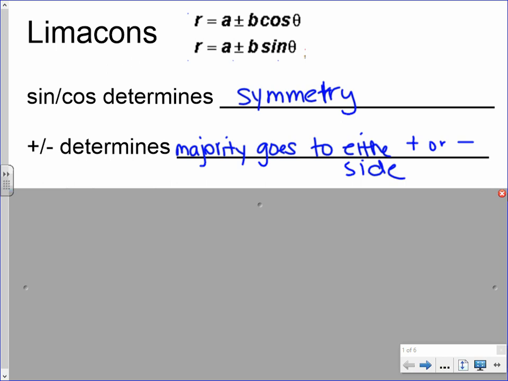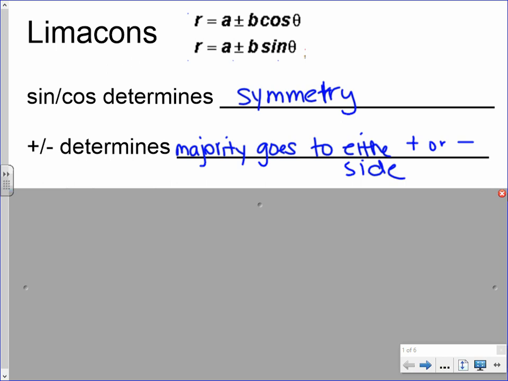If we're talking about a curve with a cosine, we're going to have horizontal symmetry. So your limaçon is going to be either mostly to the right or mostly to the left. If we have a positive between A and B, it's going to be mostly where? It would be to the right, because that's what we think of as positive X values, even though we don't have X values here. Or positive R values, I guess we could say. If it's a minus B cosine theta, then the majority is going to go to the left, where we envision more of our negative numbers.